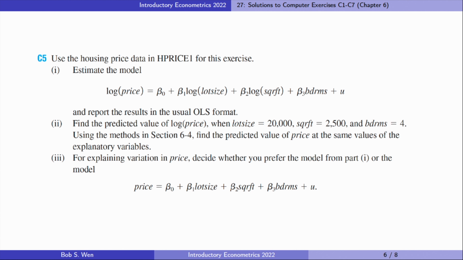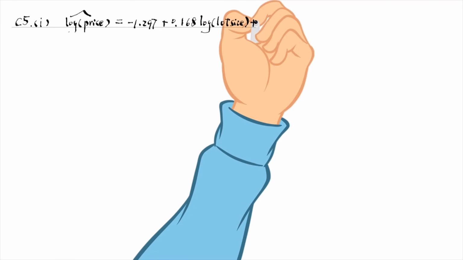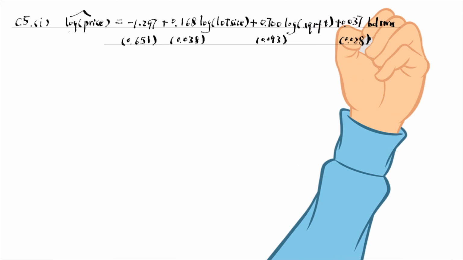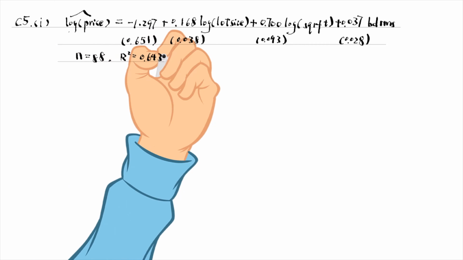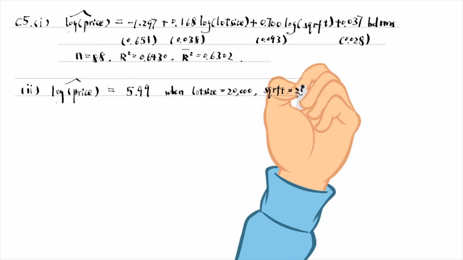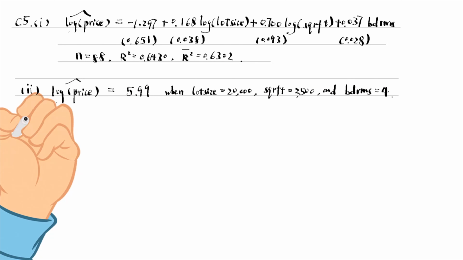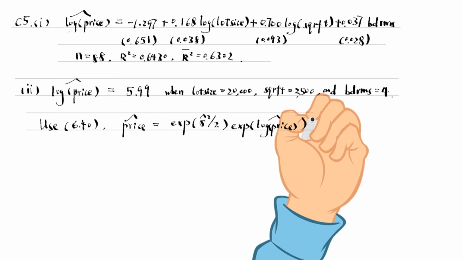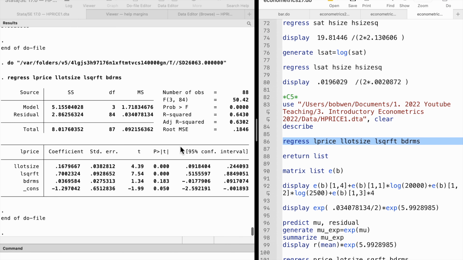Let's find the answer to computer exercise number 5. The estimated equation is as follows. For the second question, we plug in the values and find the predicted value of log price 5.99. We can use equation 6.40 to calculate the predicted price. We can find the sigma square hat from the Stata result window, 0.034.